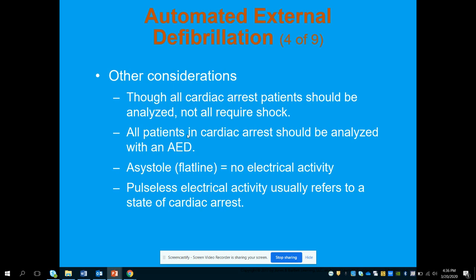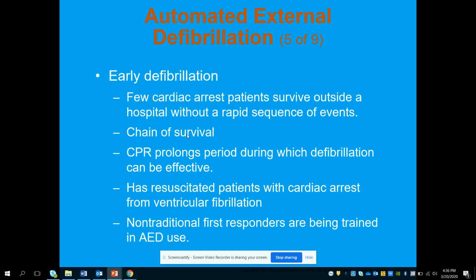Not every patient that's in cardiac arrest will require a shock. Remember that if they are in asystole or any other rhythm other than ventricular fibrillation or ventricular tachycardia, it's not going to recognize it as shockable. So we would just continue compressions and manage the patient's airway and look for those other definitive reversible causes that we can intervene on.